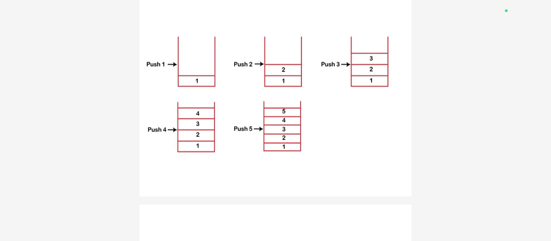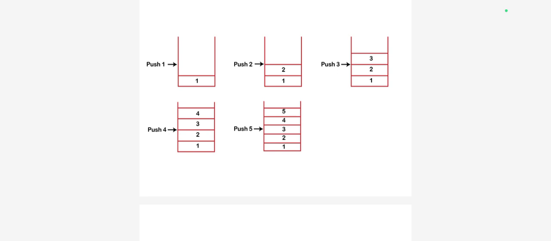Then in the second diagram, element 2 is ready to push inside the stack. Before pushing, first top is incremented by 1 and then we can insert element 2. Likewise, in figure number 3, element 3 is ready to push inside the stack. Before pushing, first top is incremented by 1, meaning top is equal to top plus 1, and then we can insert the new element which is 3.